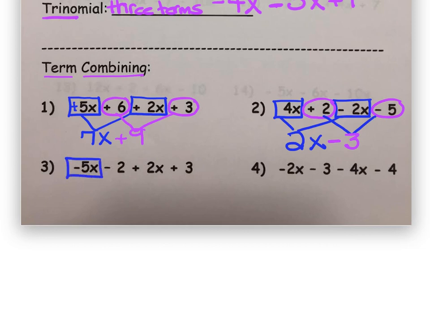Let's box in our x terms, and we'll box it in over here as well. Make sure you grab the signs in front of each term, and let's circle our constants. Once again, making sure to grab the sign in front of the number. Please pause your video and try problems 3 and 4 on your own. When you're ready, turn the video back on and take a look at the answers.